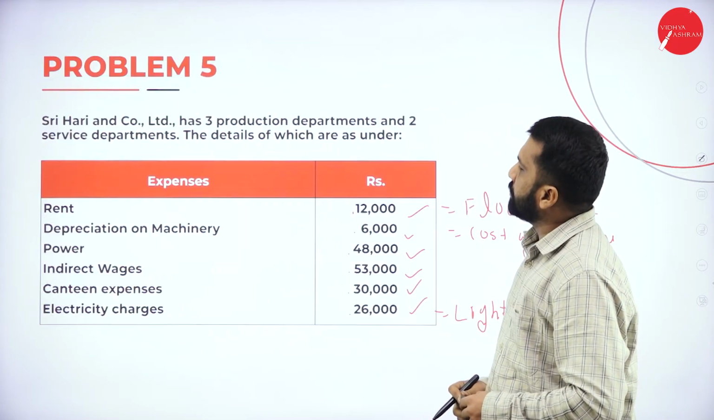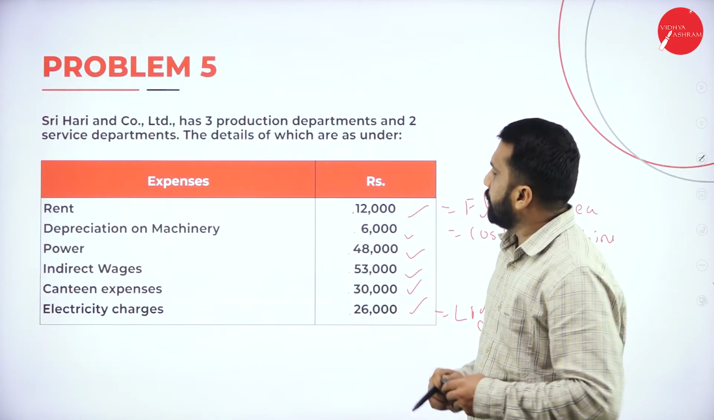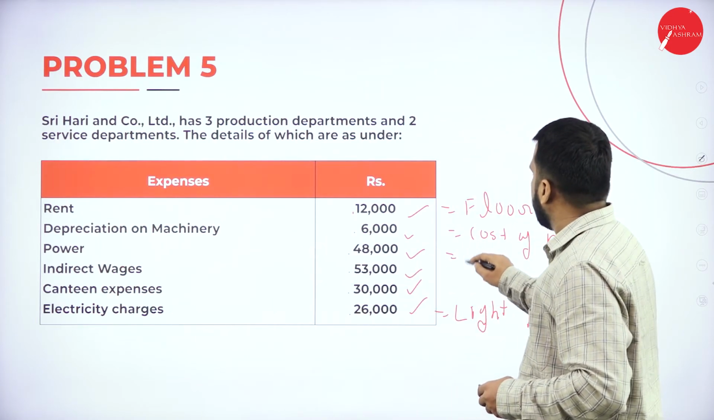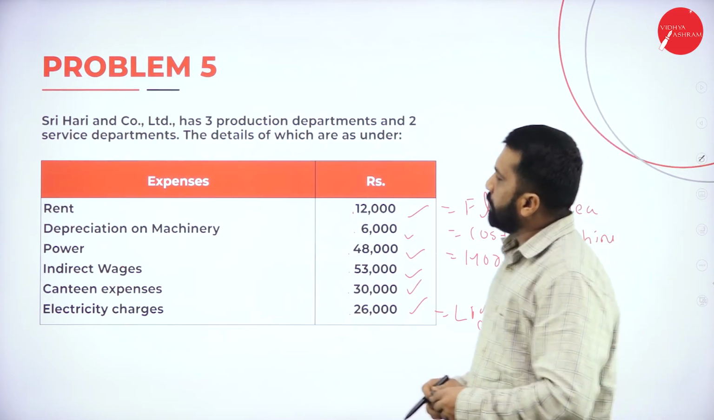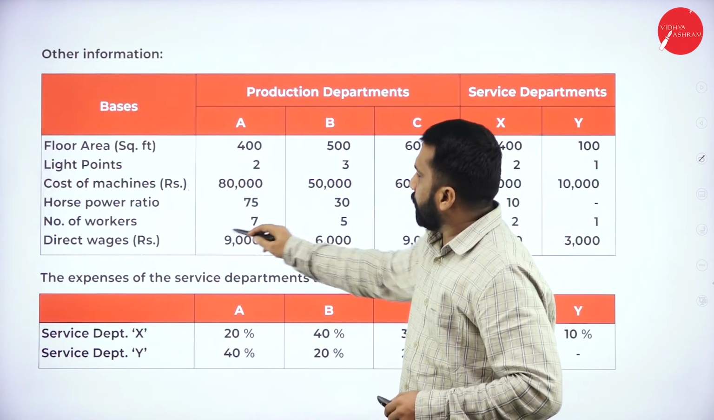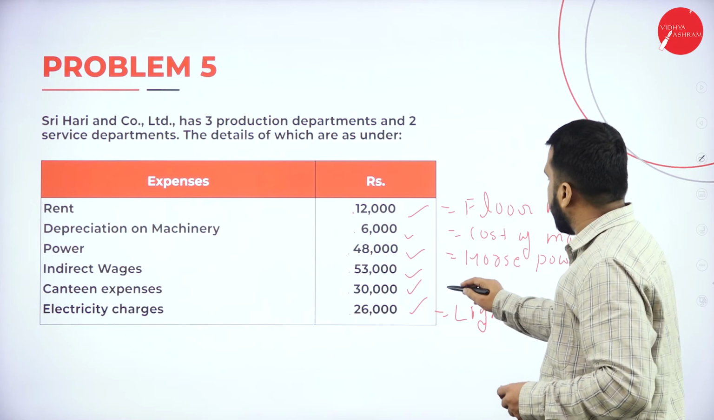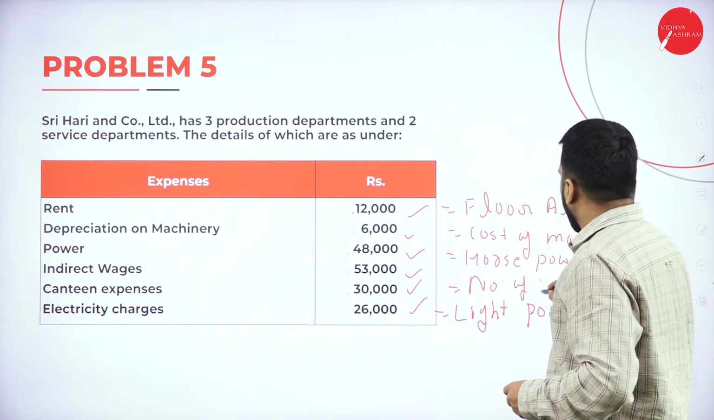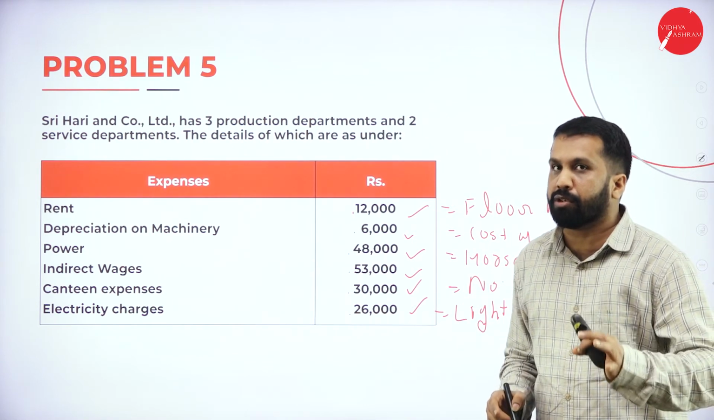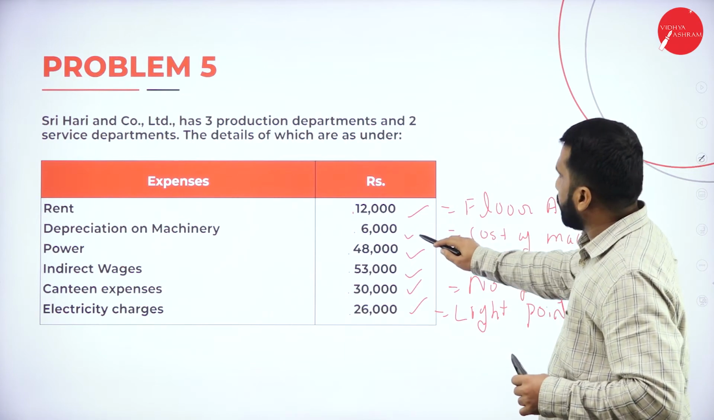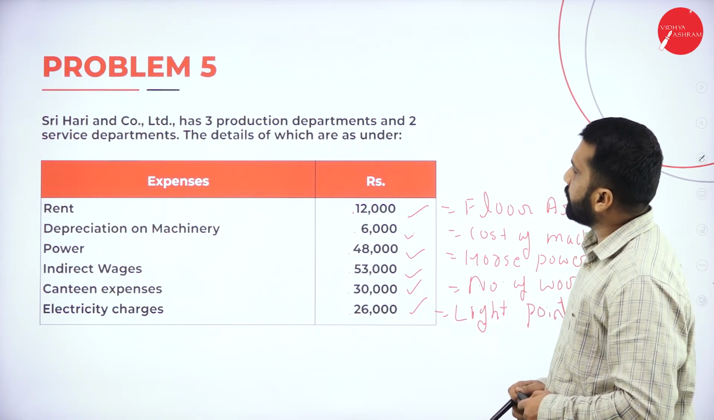Then after this, your horsepower ratio. Horsepower ratio goes for what? Horsepower ratio will go for power. Then the next one is what? Your number of workers. Number of workers will go for canteen expenses. This is the primemost and first thing you are supposed to do while doing your overhead. 1, 2, 3, 4, 5. Total we have 6. Last one we'll see.